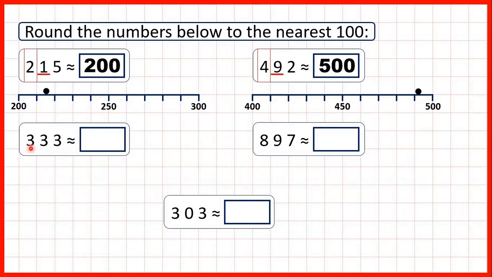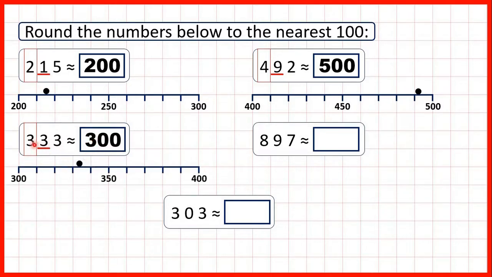Now we have 333. We can circle our hundreds digit and look to the right. It's 4 or less, it's a 3, so we're rounding down, which means the 3 in our hundreds stays the same, giving us 300. On a number line, 333 is closer to 300 than it is to 400, so that's why we round down.